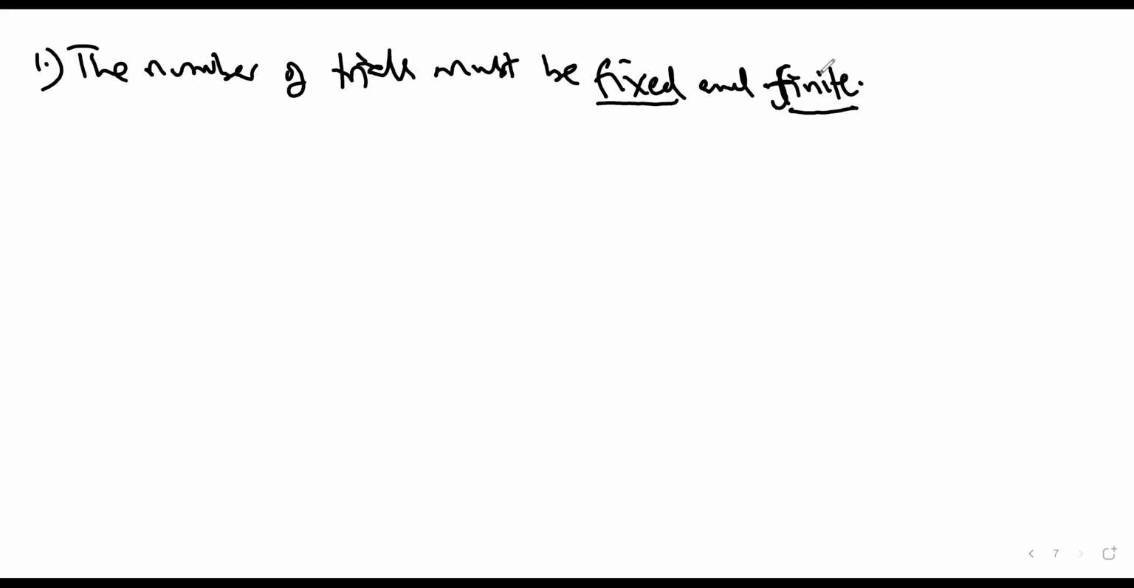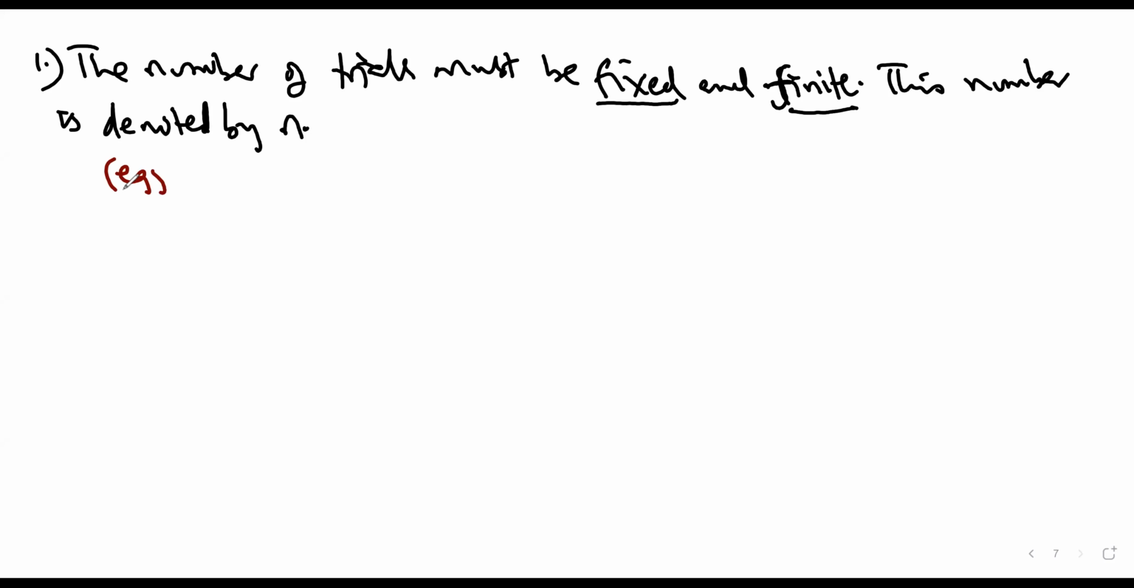So for binomial, you fix everything before you start. You say that you're going to toss the coin this number of times, and the number of times must be a finite number. So the number of trials is usually denoted by n. For example, we can say toss a coin 10 times. So in this case, n will be 10, or the number of trials for that particular experiment will be 10.